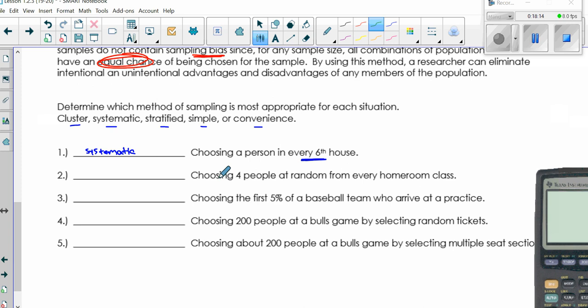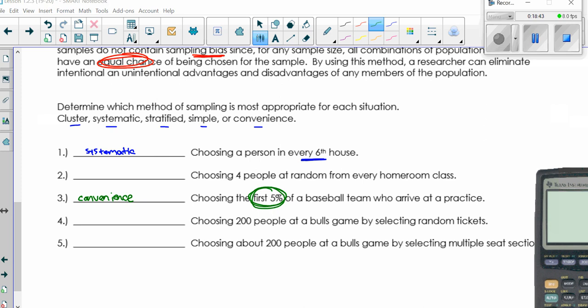The next one says choosing the first 5% of a baseball team who arrives at practice. The fact that we're talking about the first 5% means that this is a convenience method of sampling, because since we're just selecting the first 5%, it's easy. It's whoever gets there first, and we don't have to wait for everybody to get there.